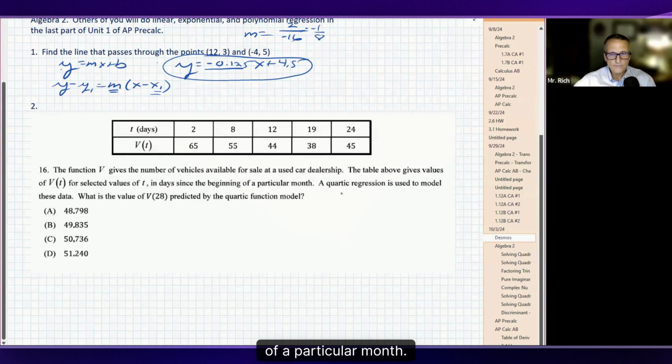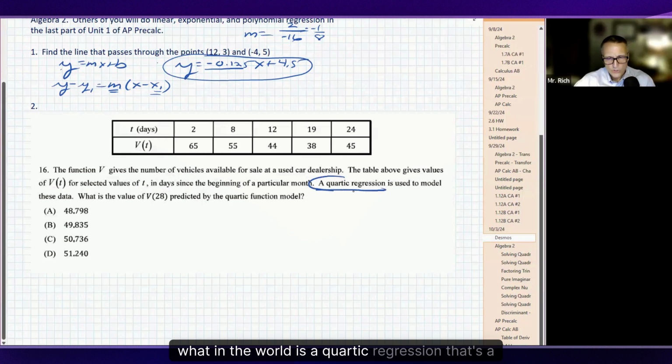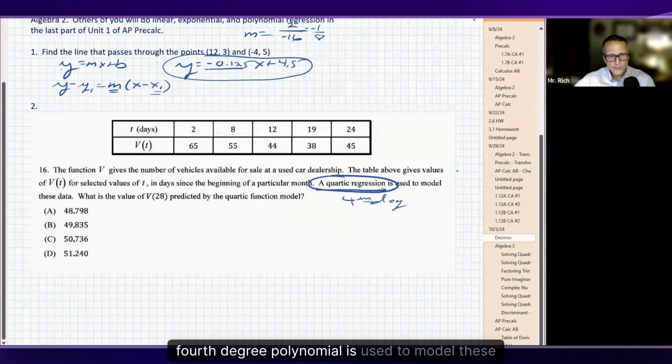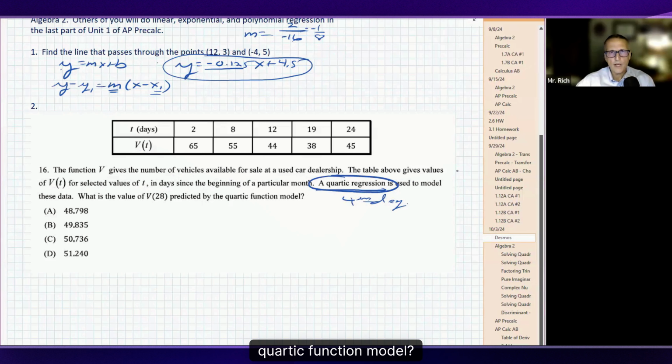The table above gives values of V(t) for selected values of t in days since the beginning of a particular month. A quartic regression. Okay, what in the world is a quartic regression? That's a 4th degree polynomial. Is used to model these data. What is the value of V(28) predicted by the quartic function model?